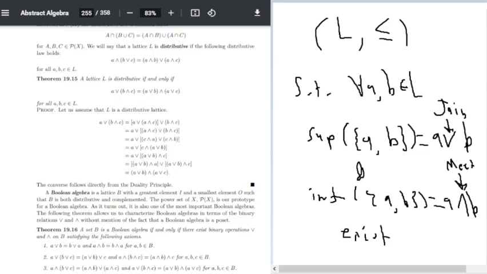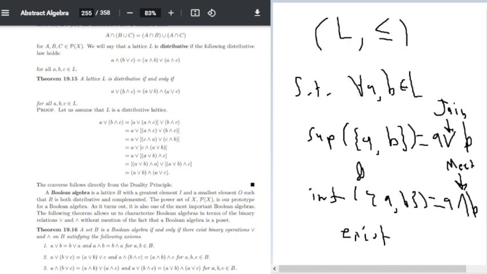Now, a lattice L is distributive if and only if A join (B meet C) is equal to (A join B) meet (A join C) for all A, B, and C in L. So, this is basically saying that we're able to flip all of the terms in this part to show that the law holds, basically in axiomatic duality.